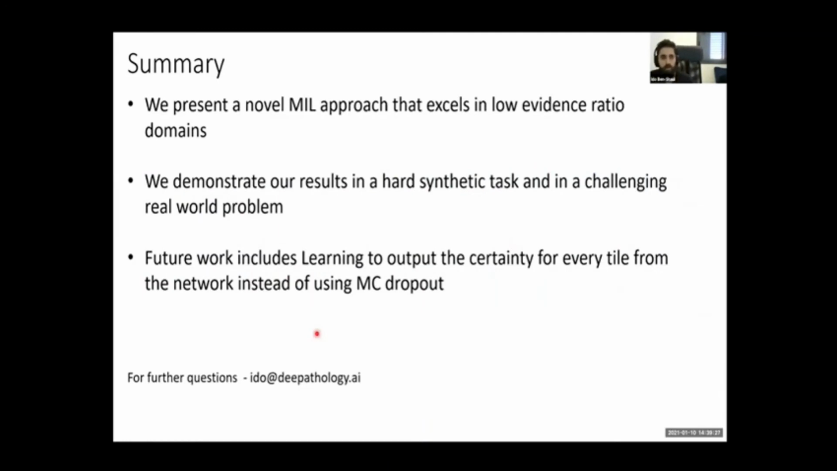To summarize, we present an ML approach that is very good in low evidence ratio domains. We show it in a synthetic, very hard task, and also in a real world problem. One of the drawbacks that we're aware of is that Monte Carlo dropout is computationally expensive. For every tile, we have to run forward passes many times in order to model this uncertainty. So our future work includes learning the network certainty and making this more computationally feasible.